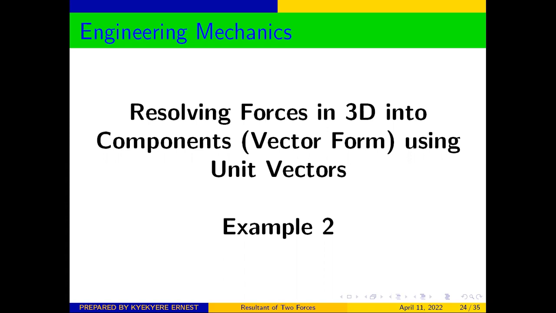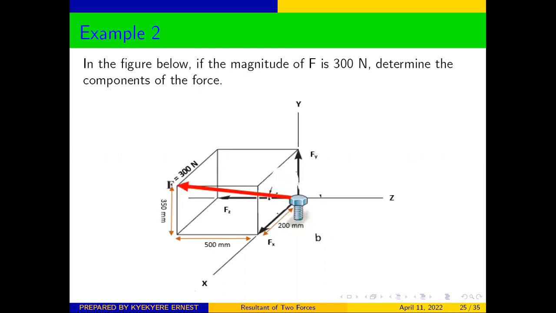Quickly, let's look at our next question, which is example 2. In the figure below, if the magnitude of the force is 300 newtons, determine the components of the force. So we have been given the force, we have been given the distances on the 3D object, and we are asked to determine the components of the force. Let's quickly look at how to solve this problem.